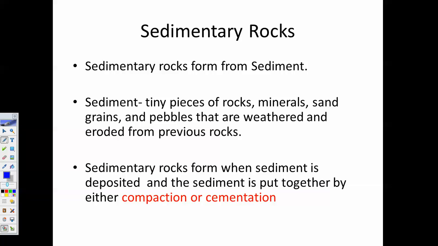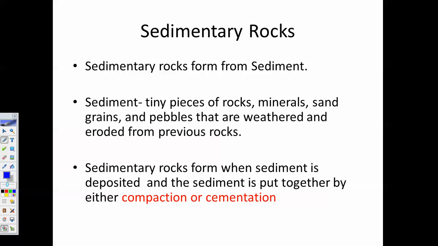Now we're going to talk about sedimentary rocks. Sedimentary rocks are rocks that form from sediment, and sediment are the little tiny pieces of old rock that have been weathered and eroded away, and then somewhere drop. So it starts with the sediment, tiny pieces of rock and minerals, sand grains, pebbles that are weathered and eroded from a previous rock. And that sediment material is going to be deposited or placed somewhere.